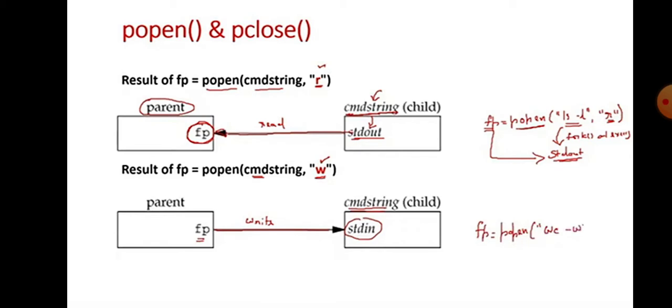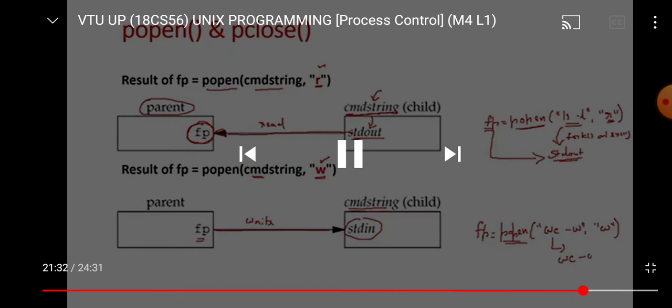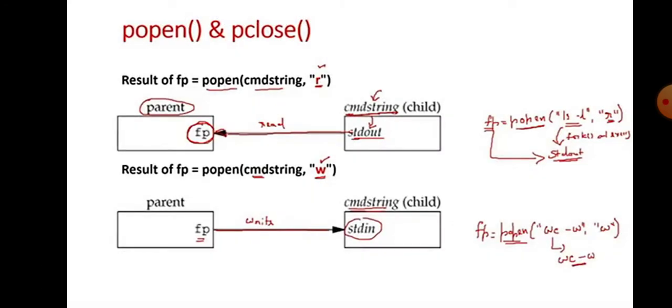popen("wc -w", "w"). If I write it this way, the popen function will fork and execute the word count command with the option w, for counting the number of words, and the w here means the input to this word count will be given from the parent process. The parent process file pointer will be pointing to the standard input of this command string, which in this case happens to be wc -w. So this is how popen and pclose functions work.